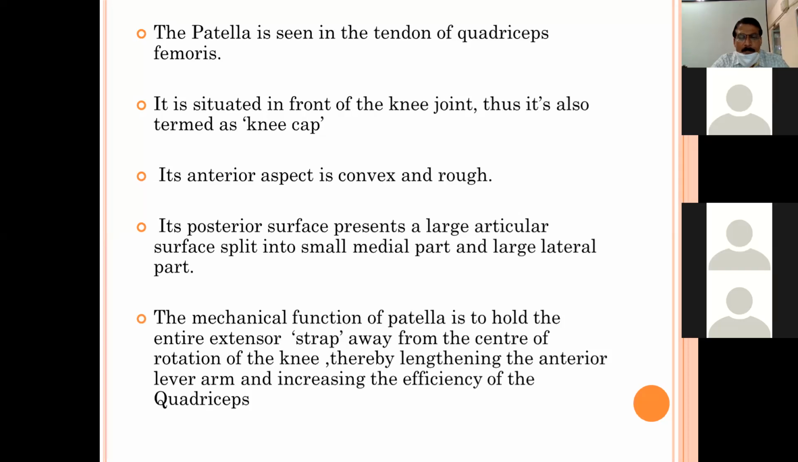So the patella keeps the extensor quadriceps tendon a bit anterior to the joint, so as to have a better lever mechanism for effective extension of the knee joint. It also helps to accentuate the strength of the extensor mechanism by this lever mechanism.